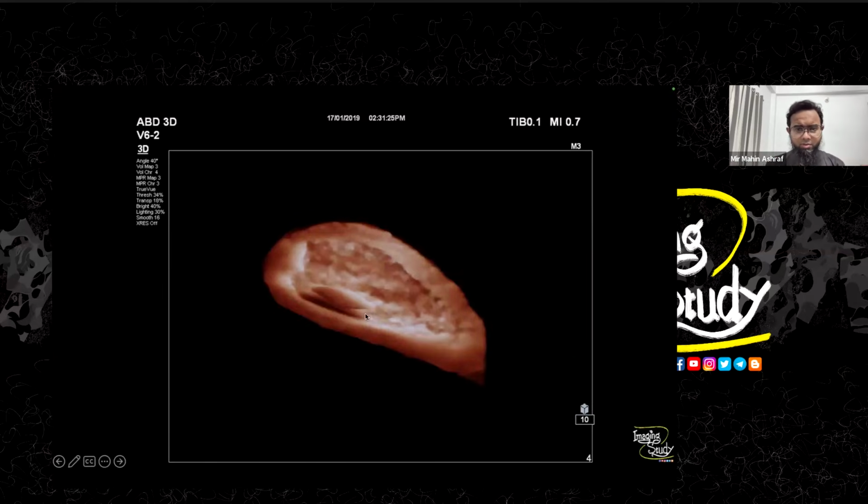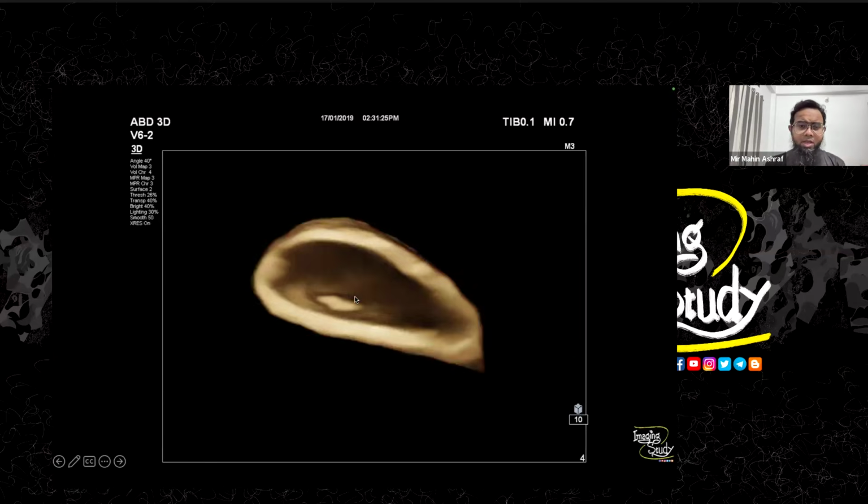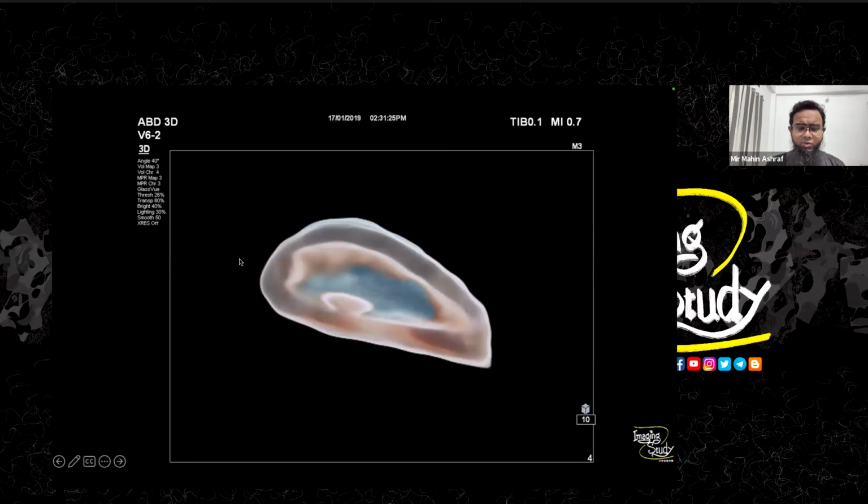You can see the gallstone here. I had forgotten. This is the gallstone. And now this is the glass view. You may like it or not. This is the glass view showing this stone.